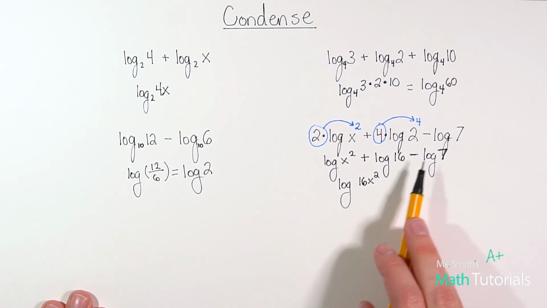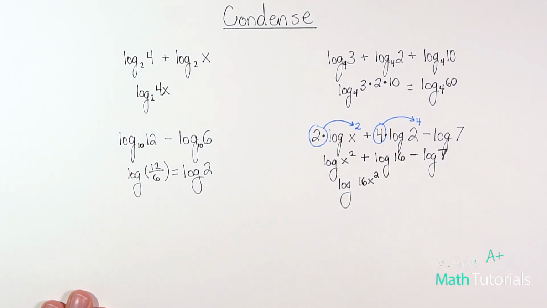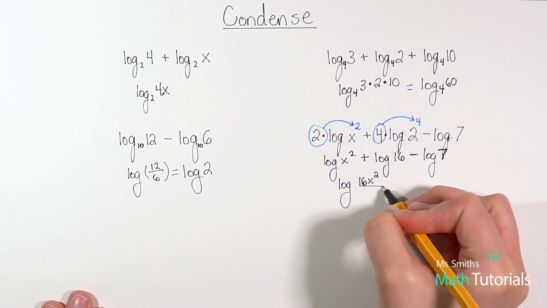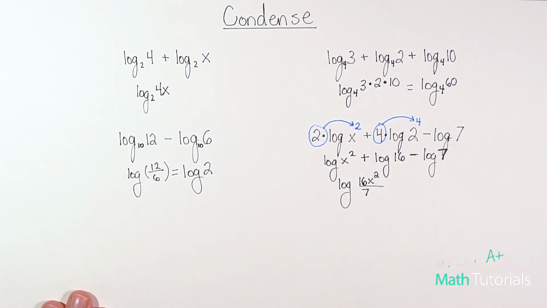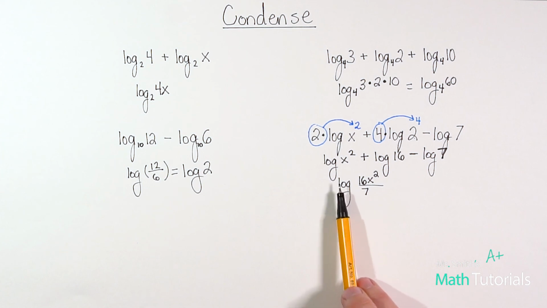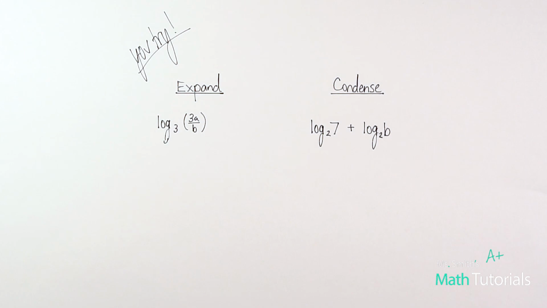But then we also have this minus 7. So remember, subtraction goes with division. So then we're going to divide by 7. Okay, so our final condensed version here is going to be log base 10 or log of 16x squared divided by 7.